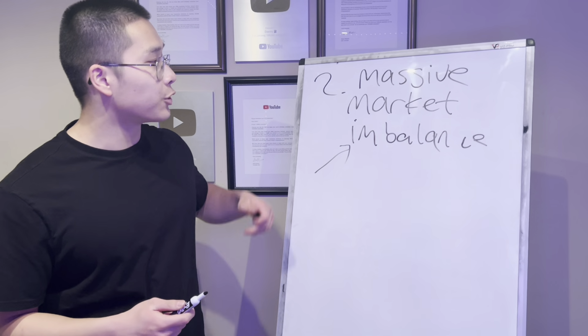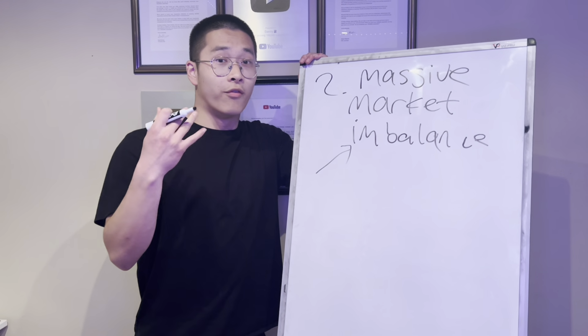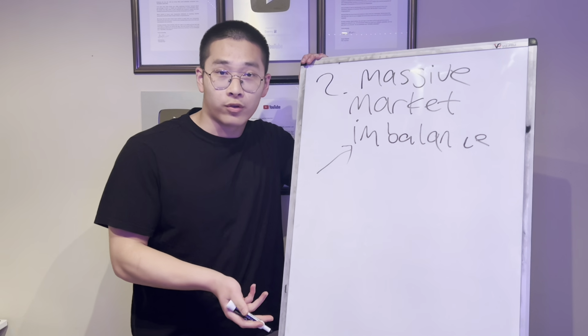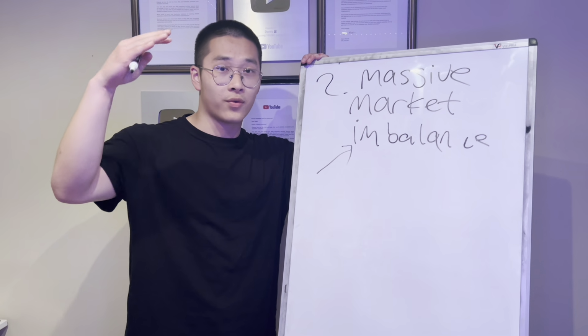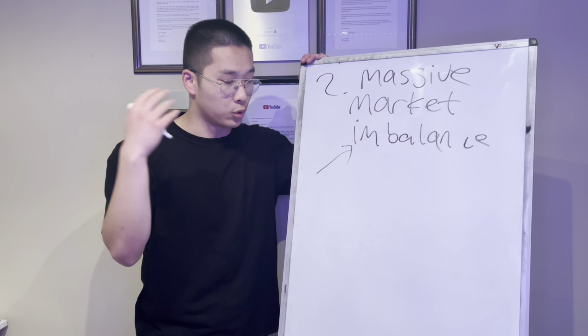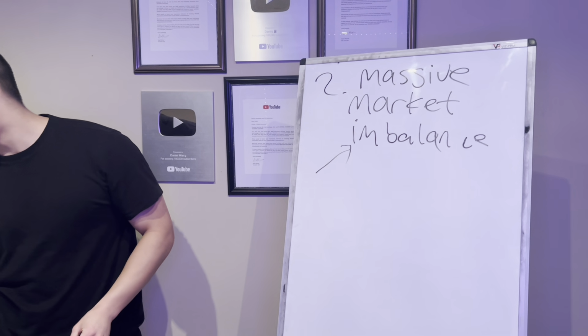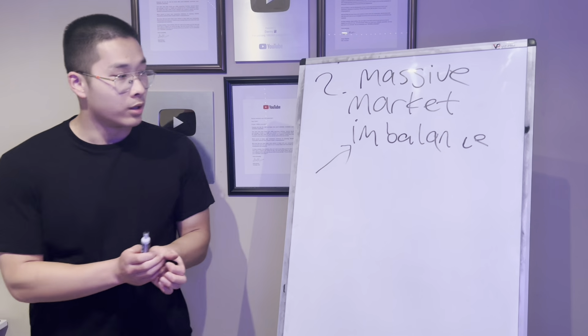So number 2, massive market imbalance. If there is a very, very big demand for it and the severity of the demand is super high, where you're solving that problem, and then there's virtually no or very little supply to fill up that demand, the chance of you getting views would be massively higher. Now I'll give you an actual good example, okay? Pay attention.